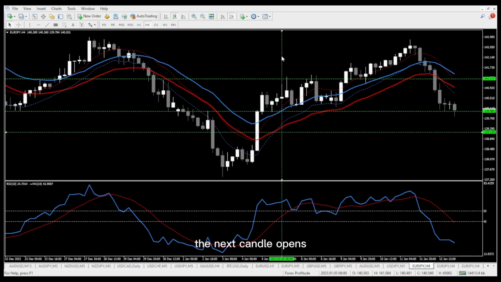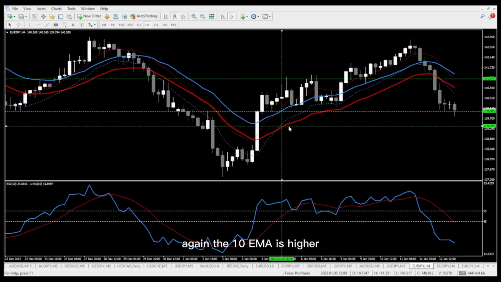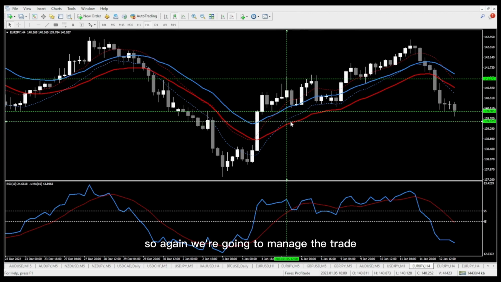The next candle opens, again, the 10 EMA is higher. So we're taking our stop loss and moving it here to just underneath the new location. This last candle opens. This is the one that takes us out of the trade, but when it opens, the position of that 10 EMA changes. So again, we're going to manage the trade. So this is where we ultimately end up with the position of our stop loss.